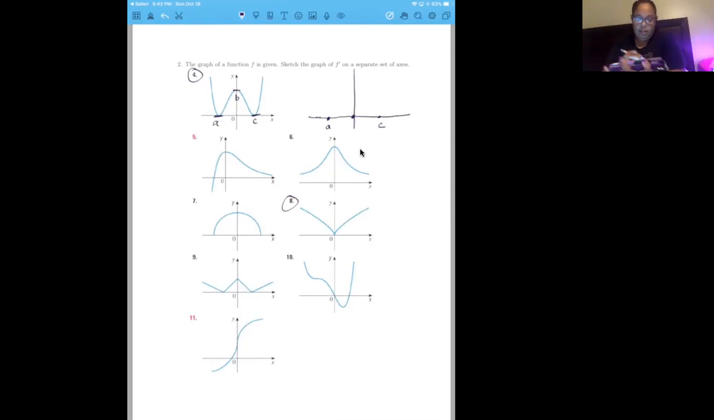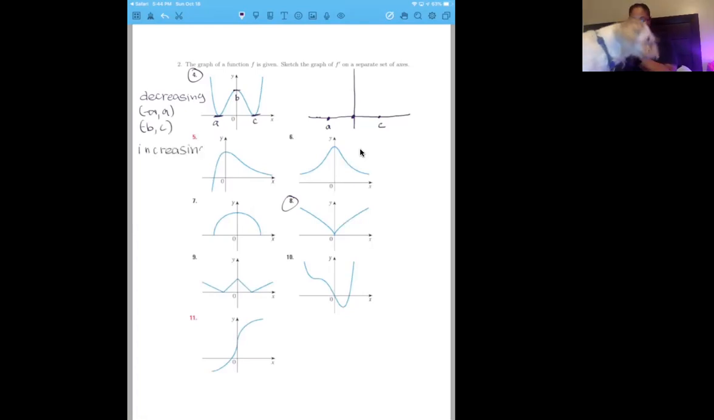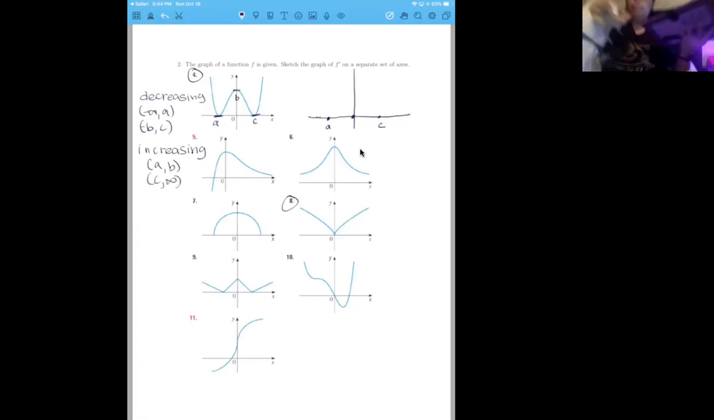All right, so this one is decreasing from negative infinity to A and from B to C. And I'm increasing from A to B and C to infinity.